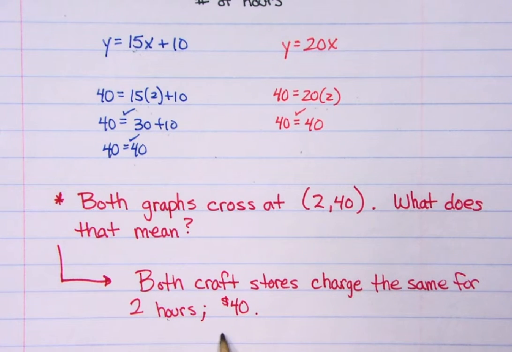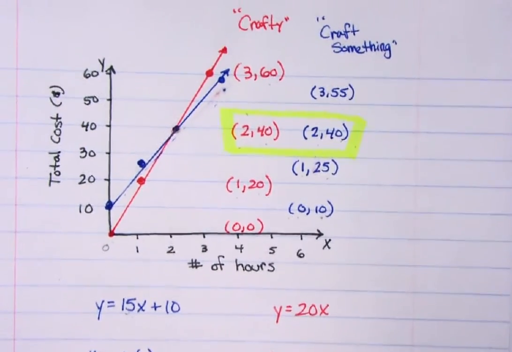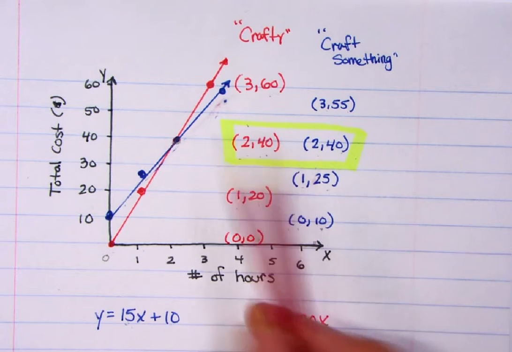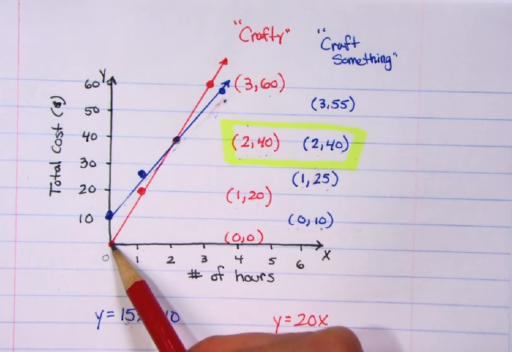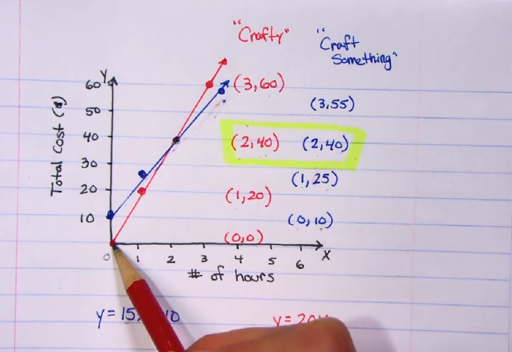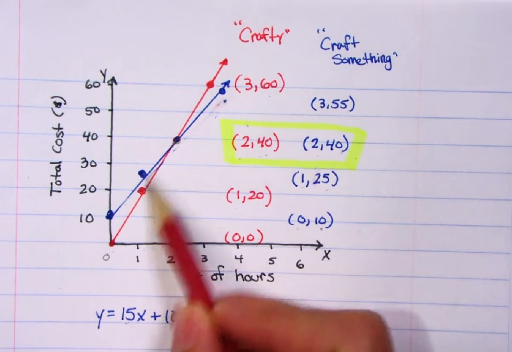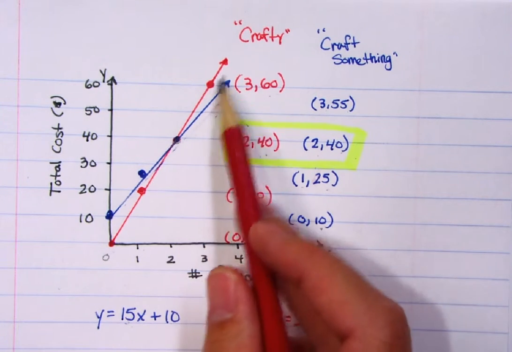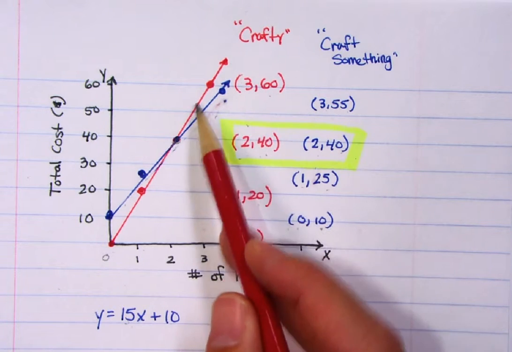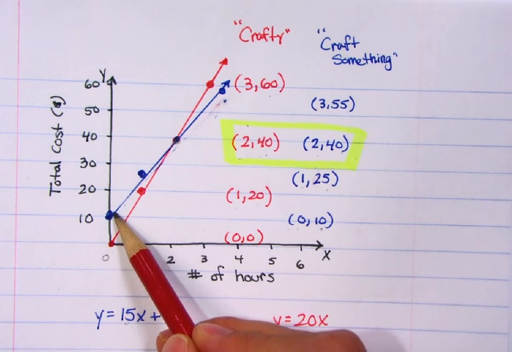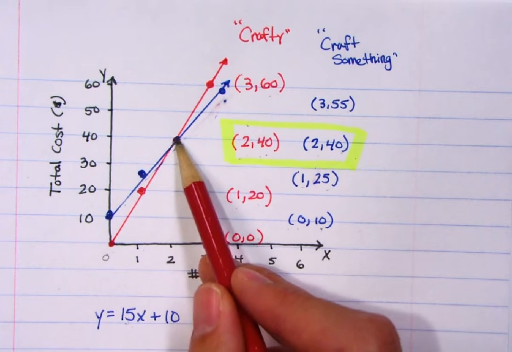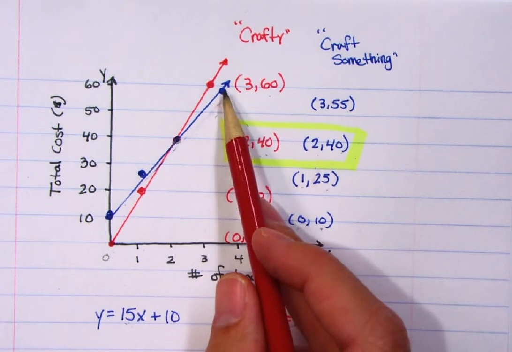money after 2 hours. Okay, so next, later, we're going to ask you, when is it a good idea to go to Craft something versus Crafty, the two different companies? Well, you might look at this and say, in the beginning, it's best to go to Crafty. It's going to be cheaper for the first and the second hour. As soon as you pass the second hour, all of a sudden, Crafty becomes more expensive. Versus Craft something, if you're like, look, I'm going to be there for more than 2 hours. At the beginning, it's more expensive, but after 2 hours, it's the same, and then it starts to become cheaper.